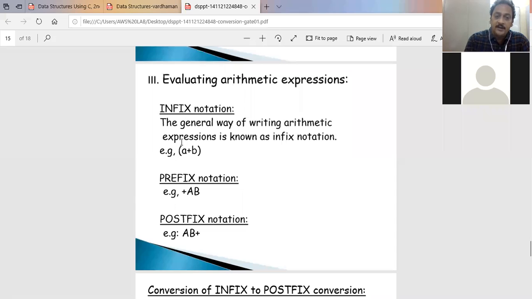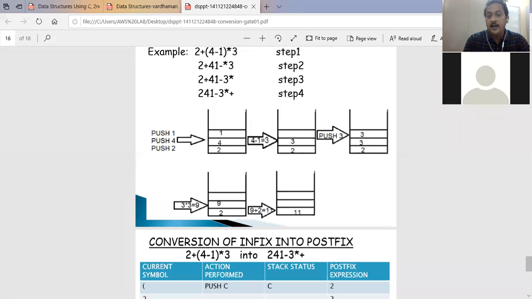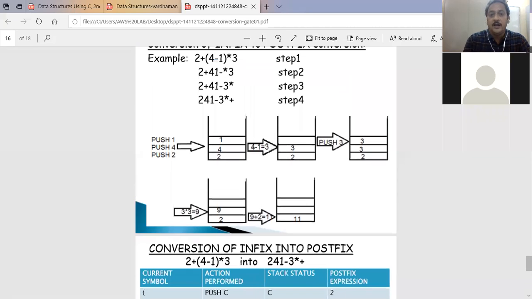These three are the examples of the types of arithmetic expressions we have. One is infix, where the operator is between the operands. Prefix, where the operator is before the operands. And postfix, where the operator is next to the operands. Instead of alphabets, we can also have numerical numbers. So 1 plus 2 is an infix expression, plus 1 2 is a prefix expression, and 1 2 plus is a postfix expression.